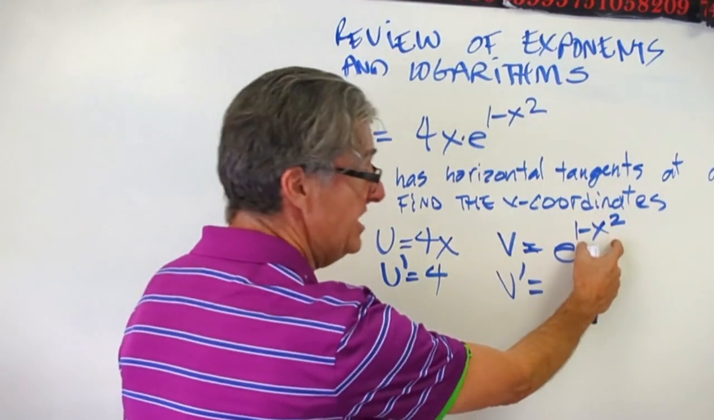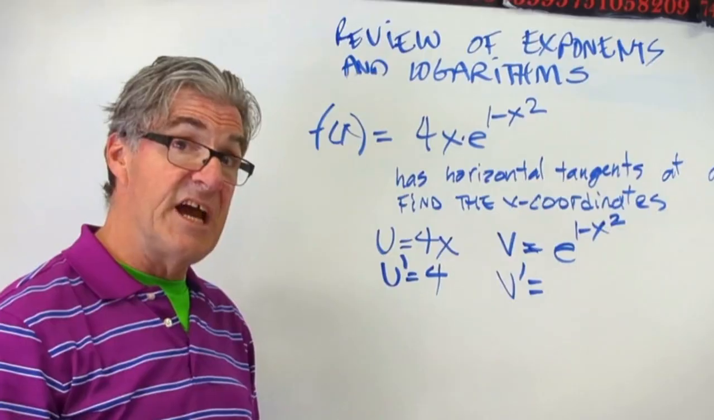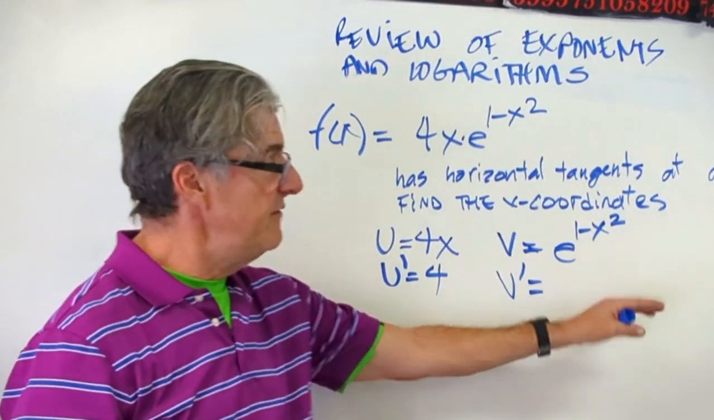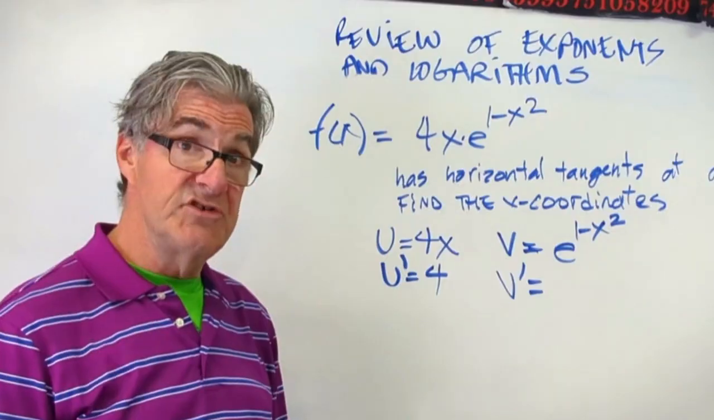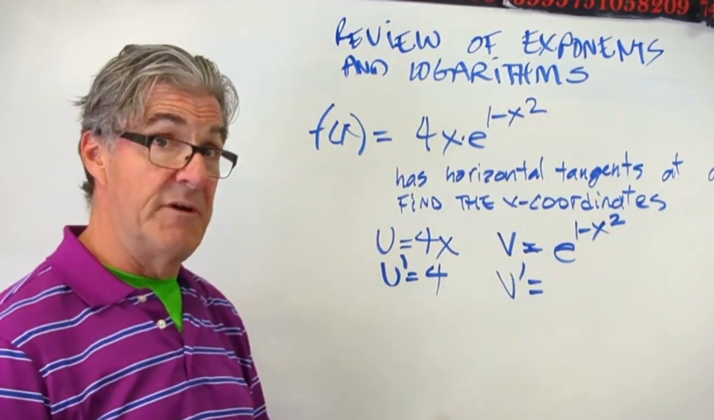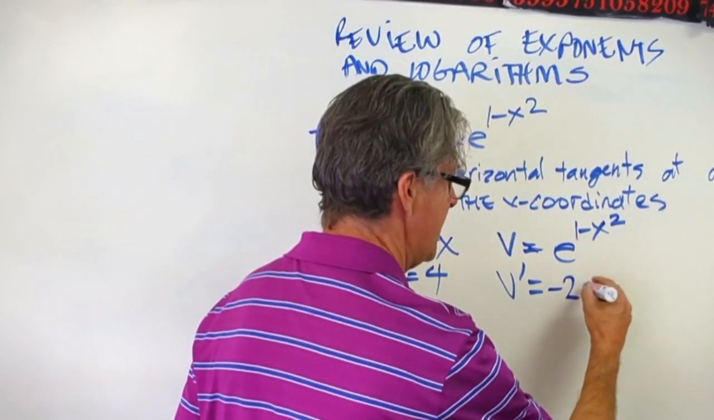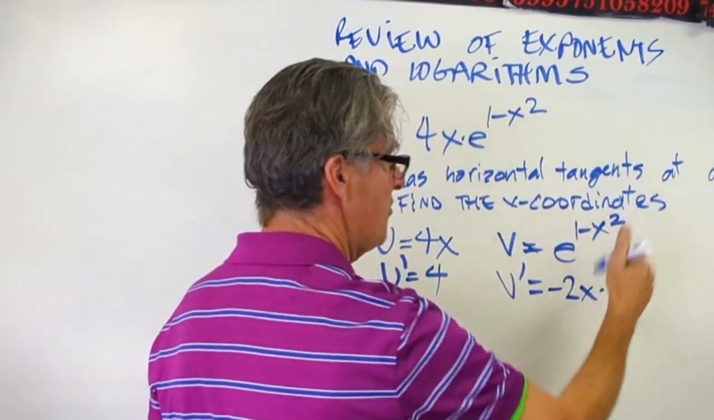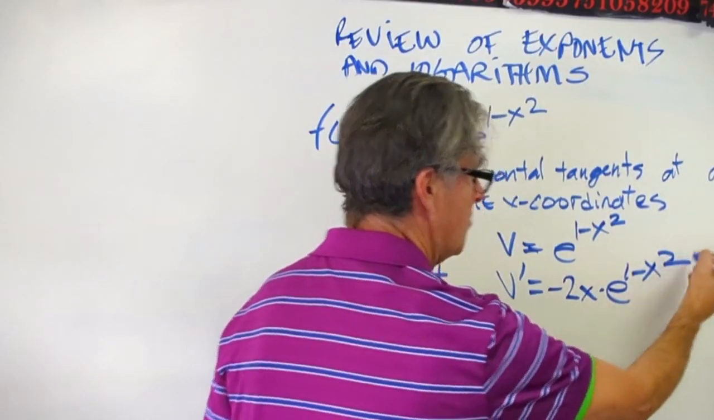I'm just going to take the derivative of the exponential part, that's the part that's in the exponent. I'm going to take that derivative and then multiply it by the whole thing. That's how you use the chain rule. So 1 minus x squared, the derivative of that is just minus 2x. So this is minus 2x, and then times the whole thing. So that's times e to the 1 minus x squared.